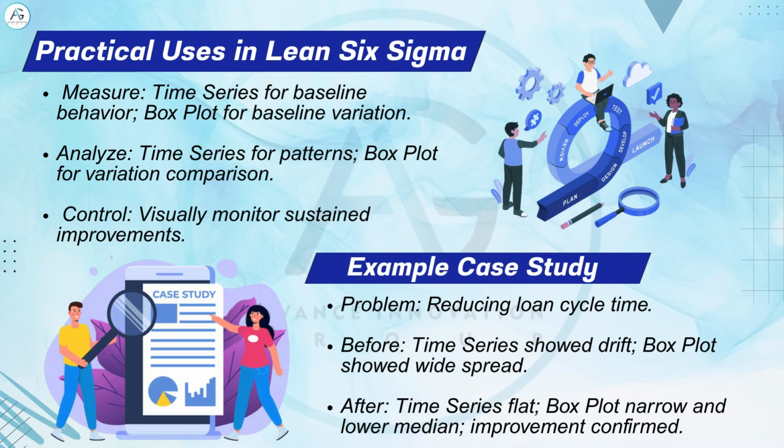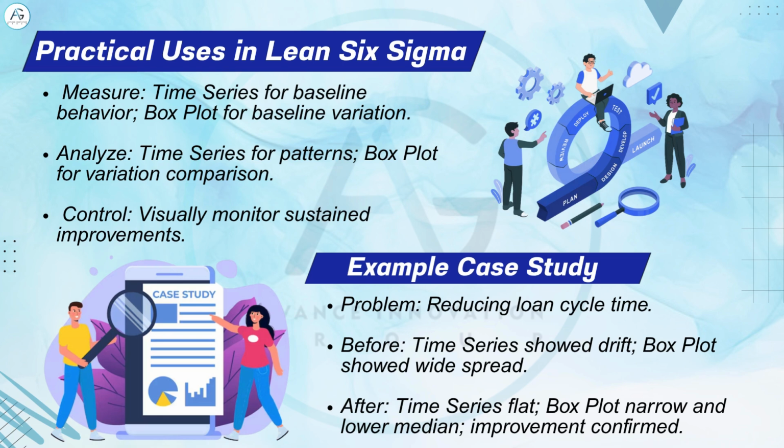In the control phase, we continue to use both plots to visually monitor the process and confirm that improvements are sustained over time. Example case study: loan cycle time. Let's take a real-world example. A team is working to reduce the loan processing cycle time. Before improvement, the time series plot showed a gradual drift upward. The process was slowing down over time.